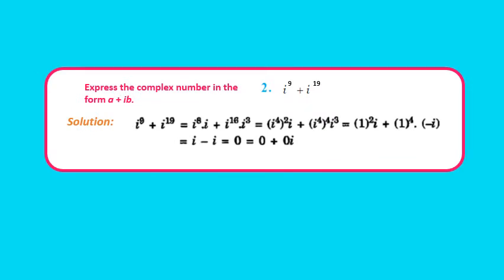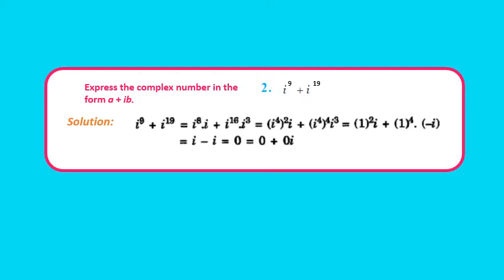Next we have i power 9 plus i power 19. We have to write this in the form of a plus ib. Now i power 9 can be written as i power 8 into i, and i power 19 can be written as i power 16 into i power 3. So i power 8 is equal to what? i power 4 square, which is equal to 1. Why? Because i power 4 is equal to 1.